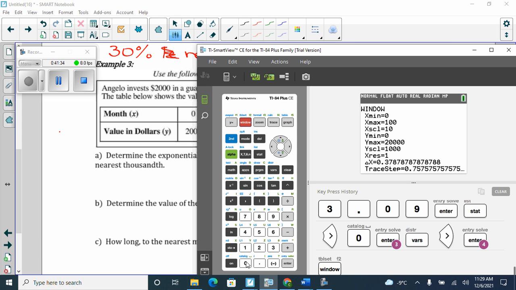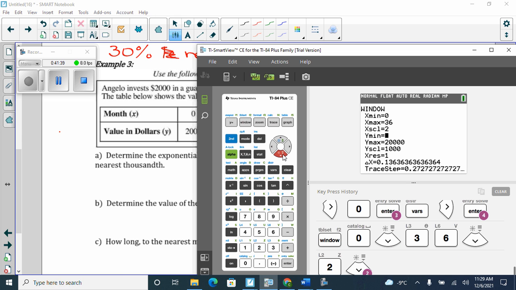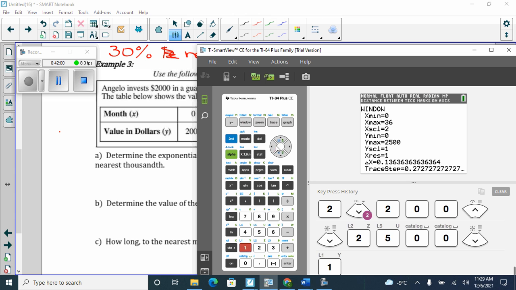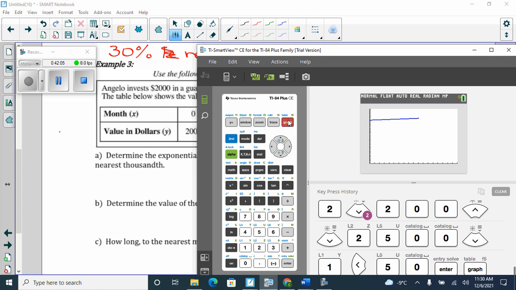So I'm going to go to my window. It's 0 to 18, so I'm going to do 0 to 36. And then my Y min value of dollars could be 0. It starts at 2,000, so you could do maybe 2,500. Okay, I'm going to press graph. That's some sort of curve. It's because I went from 0 to 2,500. If I went from 2,000 to 2,500, it would be better.